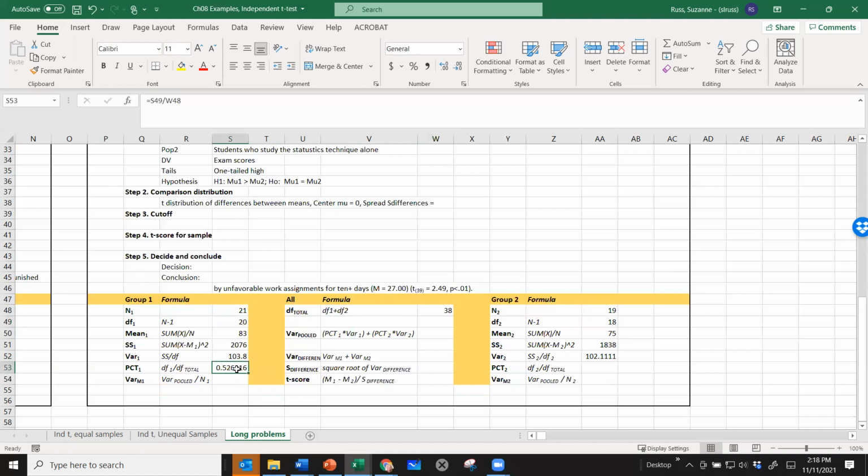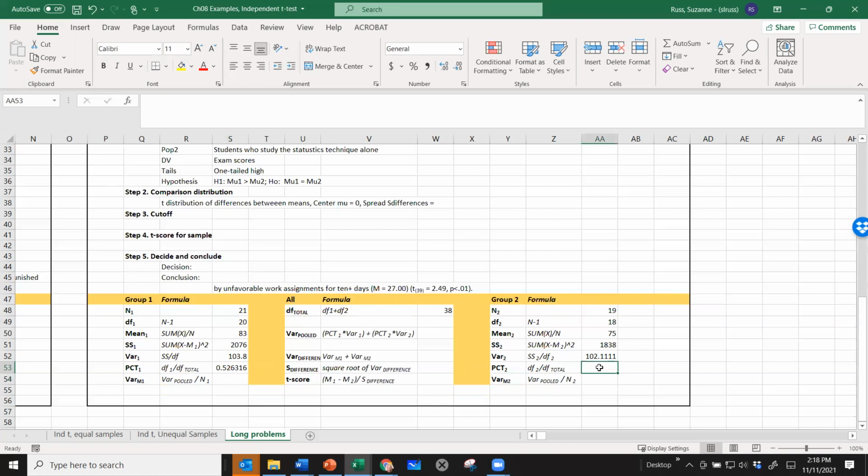Let's make sure I didn't bungle anything. I'm clicking in the cell with this formula, and now I'm going to click up here in the formula bar. When I do so, you'll see the cells light up blue corresponding with blue, that's the 20, divided by the 38, which is correct. So this is 52% or 53%, 0.526316. So 53% of the degrees of freedom belong to this variance.